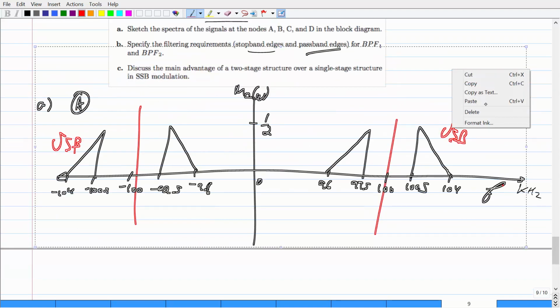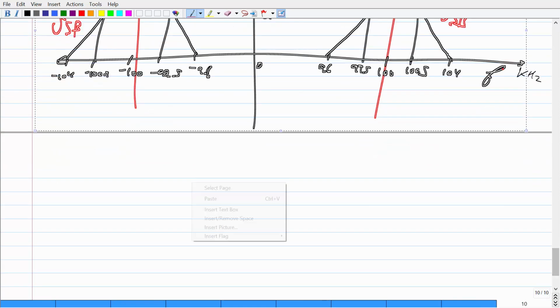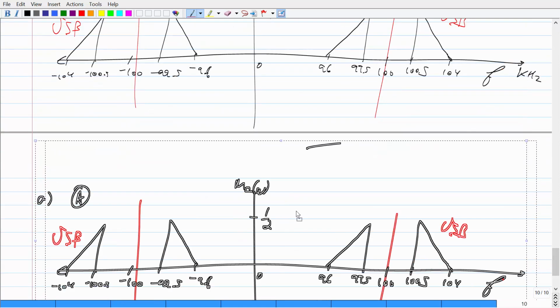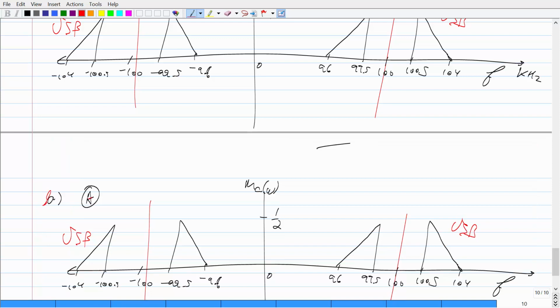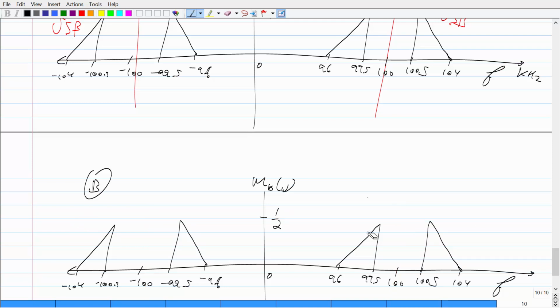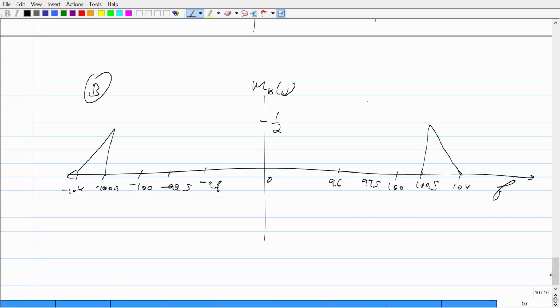So let me just copy this. It's great to copy things on a tablet. So in this case, this is part B, and then this is M_B of omega. So this is the portion at the output of the bandpass filter. Upper sideband goes away, goes away, goes away, so you're left with just that. So this is the upper sideband now. That's what's captured after the bandpass filter. You only want to capture the upper sideband.